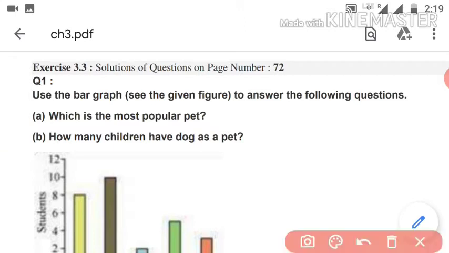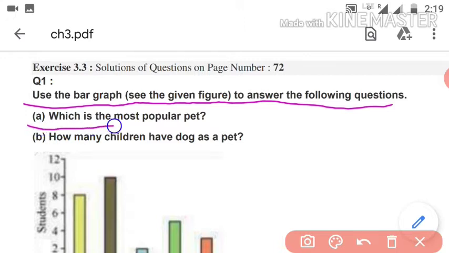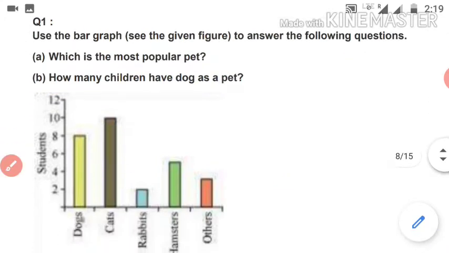Use the bar graph, see the given figure, to answer the following questions. A bar graph is given and you have to answer the following questions. Question A, which is the most popular pet? Question B, how many children have a dog as a pet? So let's see the graph.